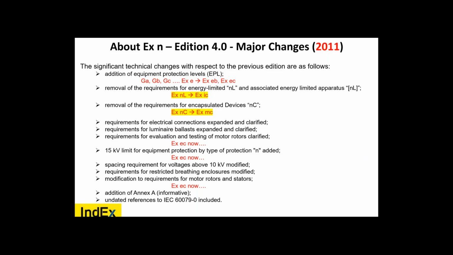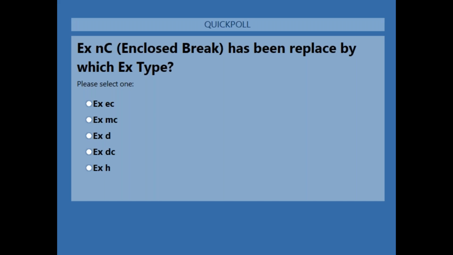Now, let's ask another NC question. EXNC, enclosed break, has been replaced by which EX protection technique? So it's enclosed. It's breaking the explosion. It's breaking the heat. The explosion is contained. Explosion, explosion, explosion. There's your hint.